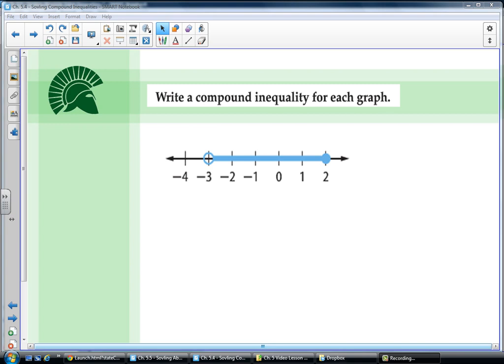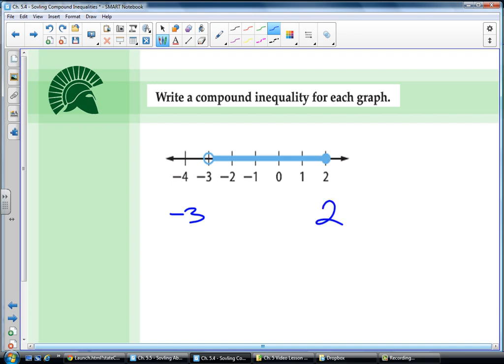So now what we're going to look at is writing a compound inequality for each graph. And if we start out with a graph, we actually don't have to solve the algebraic inequality. All we really need to do is understand what this graph represents. So the first thing we're going to do is just write down our boundary numbers. And so we write down -3 and 2.